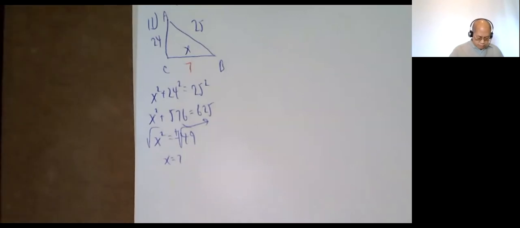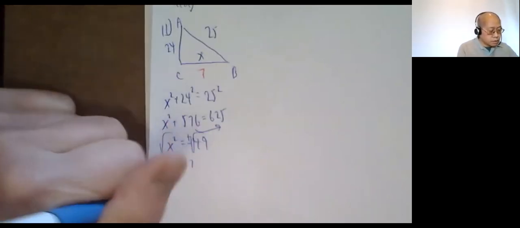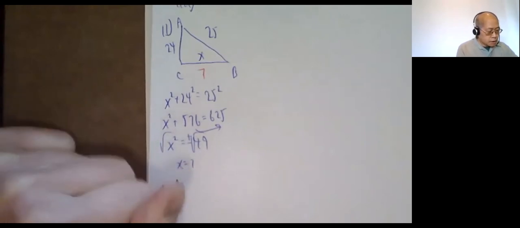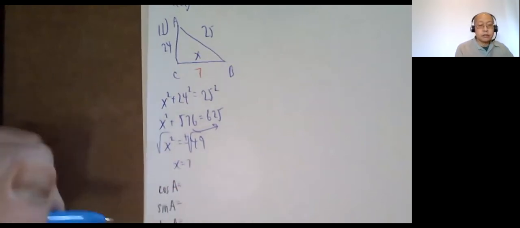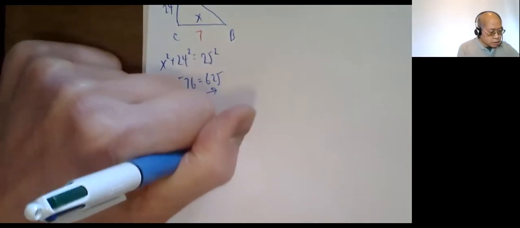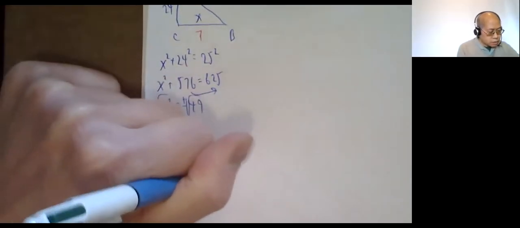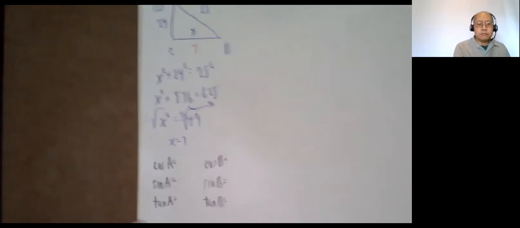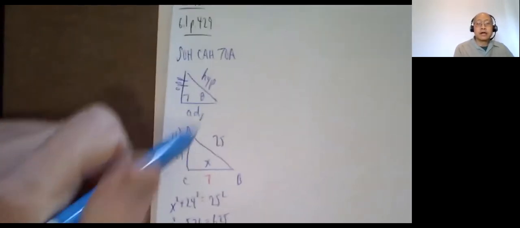Then it asks you for everything about cosine, sine, and tangent of A and B. So cosine A, sine A, tangent A. And then they also ask you for the same thing involving B. Cosine B, sine B, tangent B.